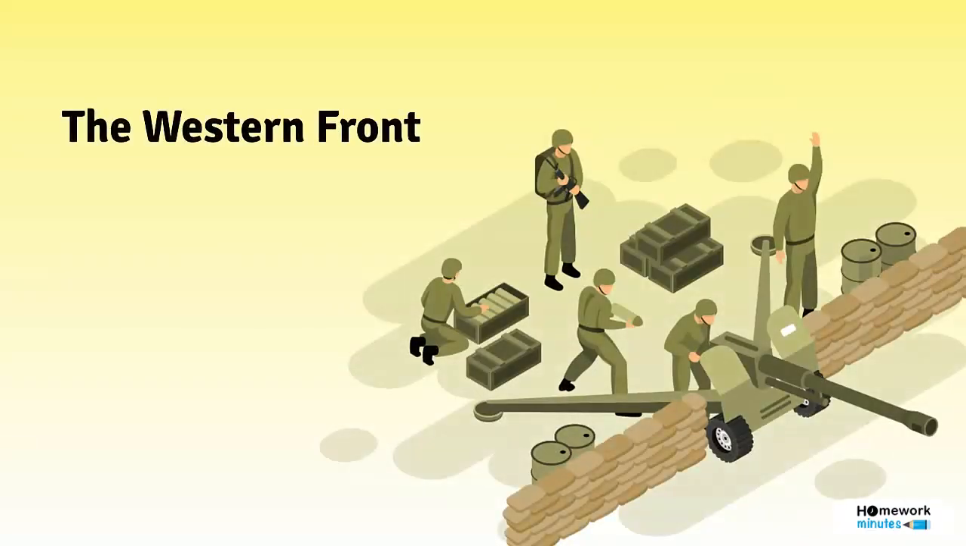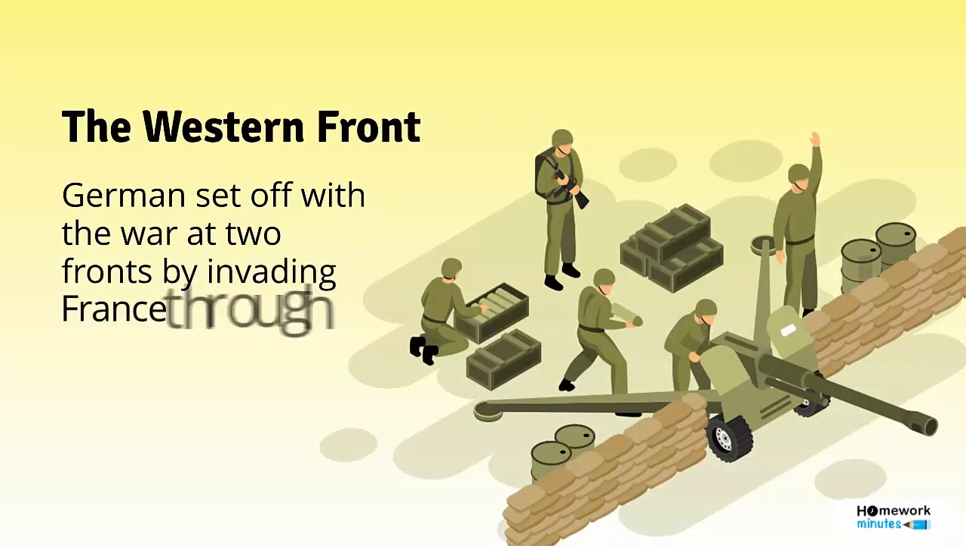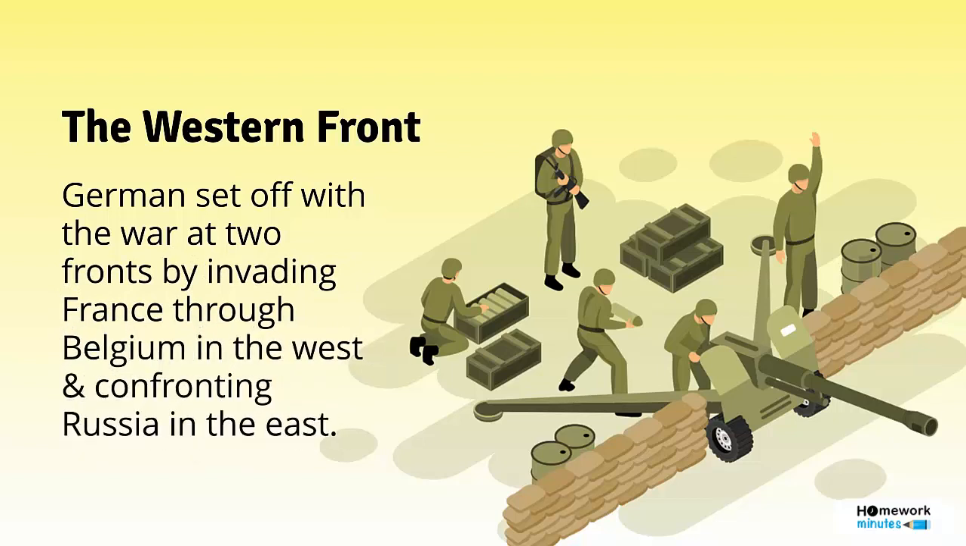The Western Front. Germans set off with the war at two fronts by invading France through Belgium in the west and confronting Russia in the east.